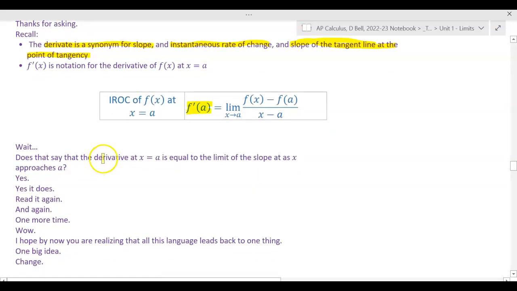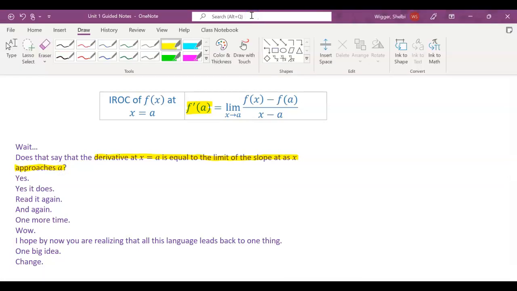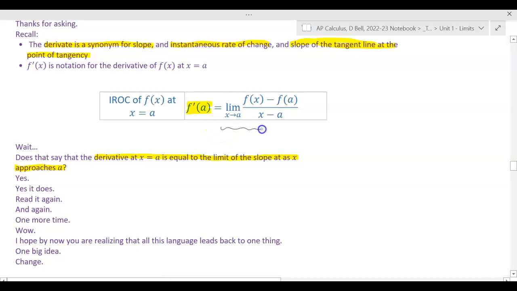So the derivative at x equals a is equal to the limit of the slope as x approaches a. So we'll work with this definition of a derivative a lot.